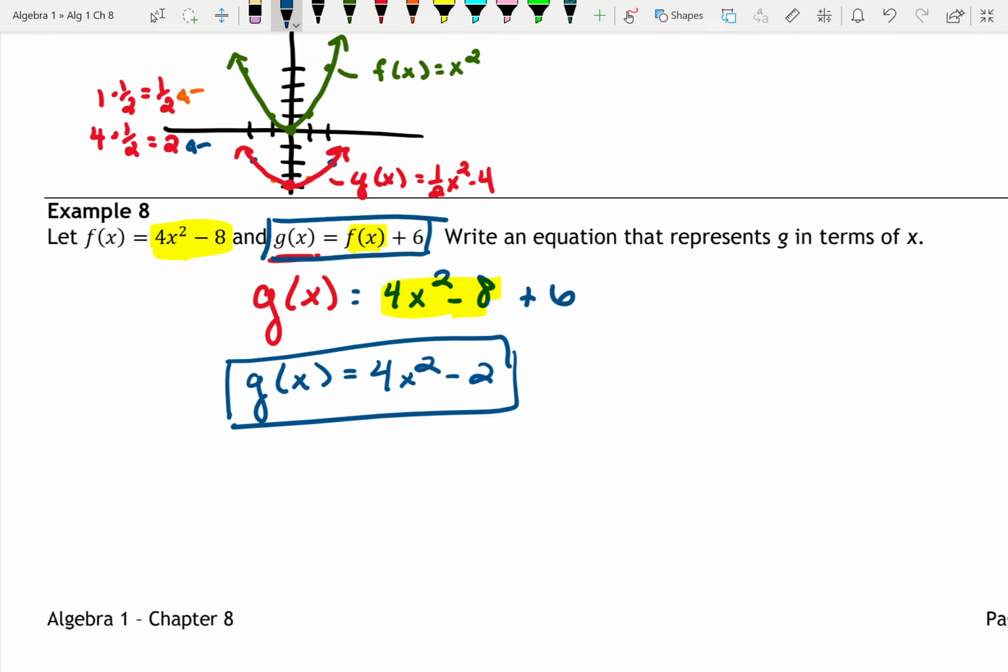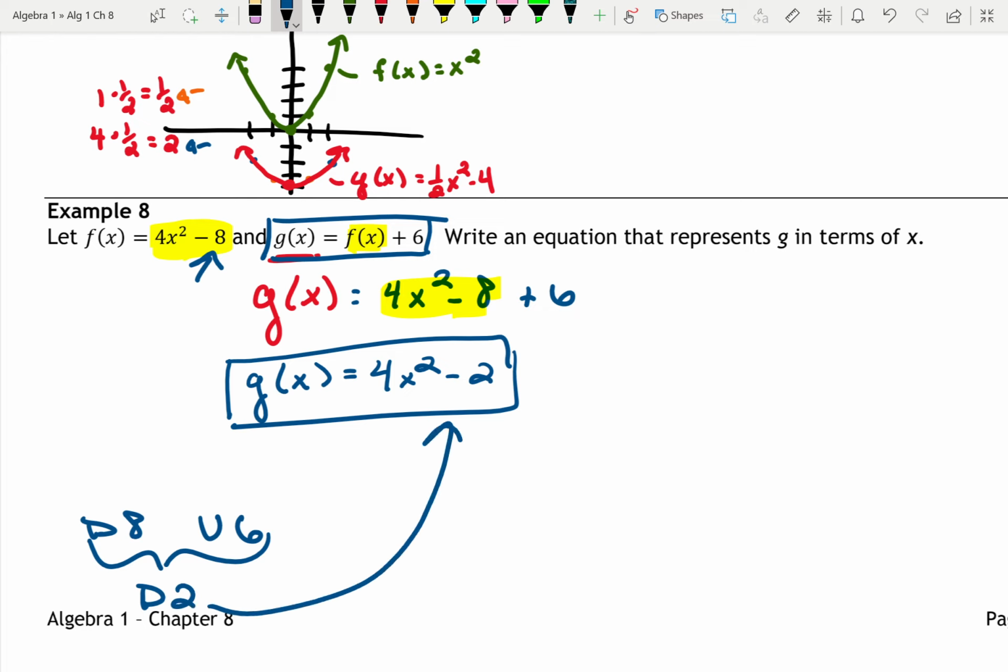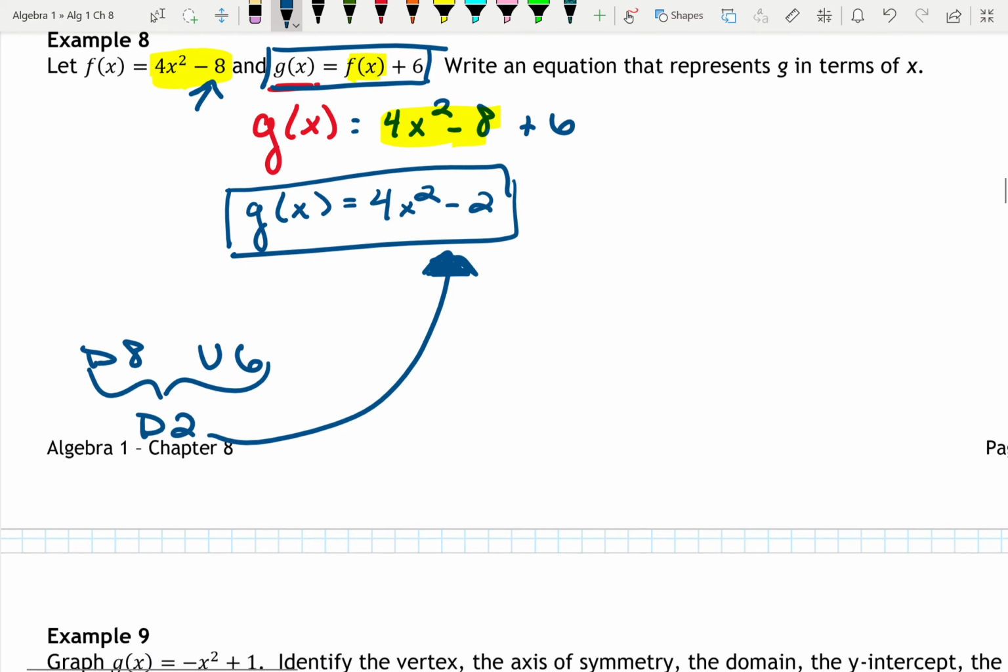You can think back to g. G is f, but moved up 6. And if you look at f, it was moved down 8. So if you start off down 8, and then you go up 6, together you're down 2, which is what we have listed right up here. There's number 8. Let's look at our next one, number 9.